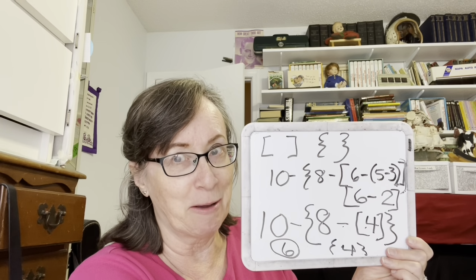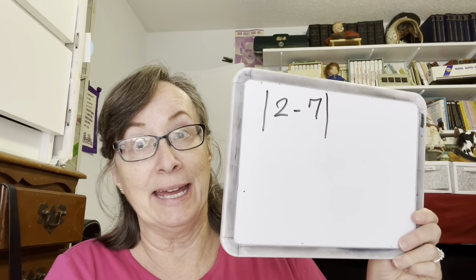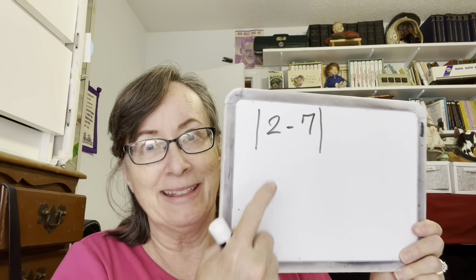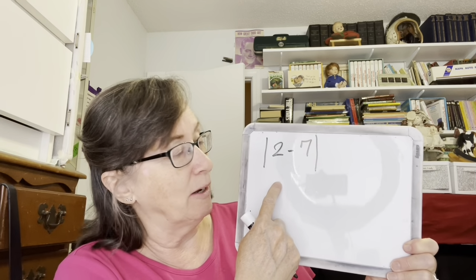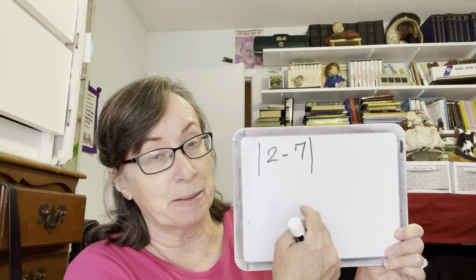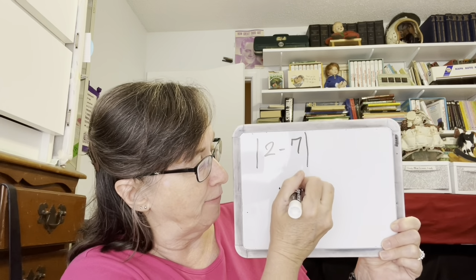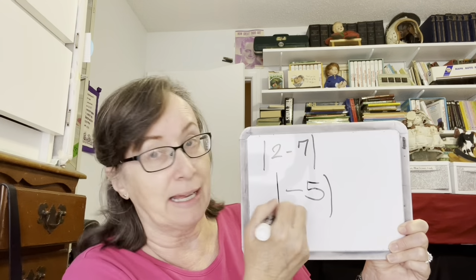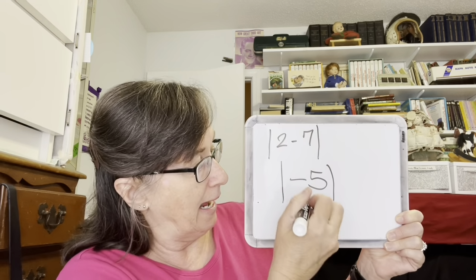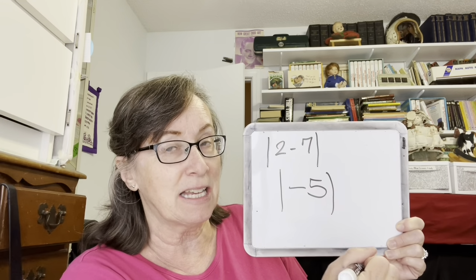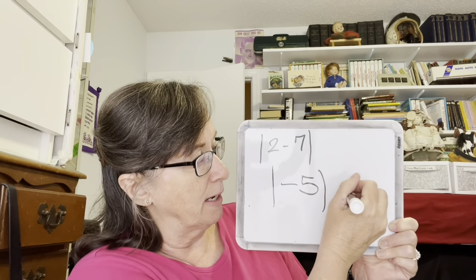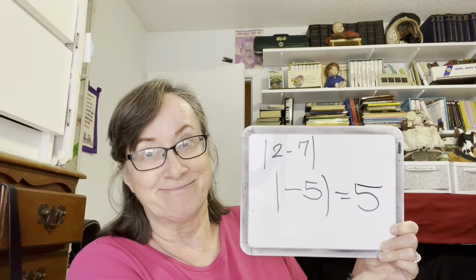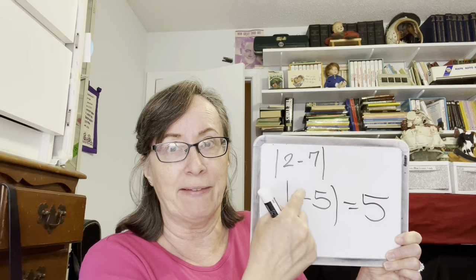Order is important. Okay, example 5 points out that absolute values are also grouping symbols, and we're going to do what's inside the grouping symbol first. So 2 minus 7 is -5. And then we're going to take the absolute value of that. And the absolute value, remember, is the distance of a number from 0. And -5 is 5 steps from 0. So that will be 5. But we did what was inside first, and then we did the absolute value.